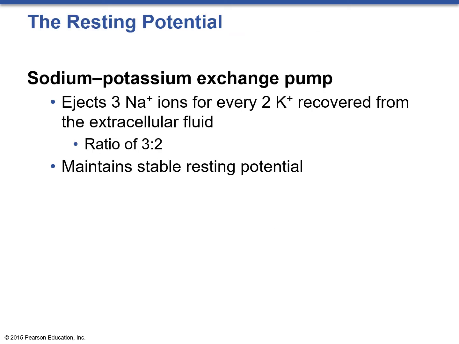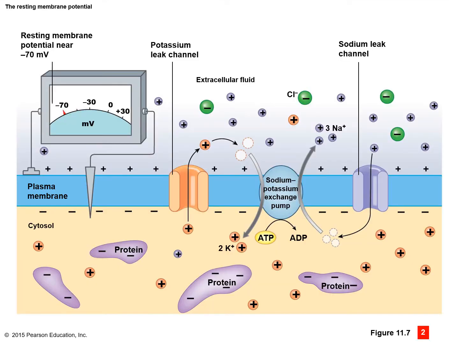Well, in order to keep an overall balance in the body, we need a pump to exchange. This is the sodium-potassium exchange pump. It ejects 3 sodium ions for every 2 potassium ions recovered from the extracellular fluid. So it does a 3-to-2 ratio. And this is what helps maintain a stable resting potential so that it never goes too far in one direction or the other.